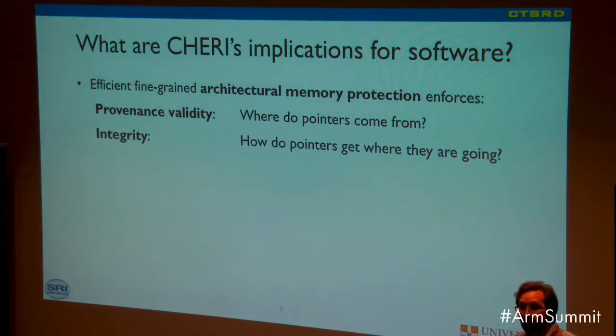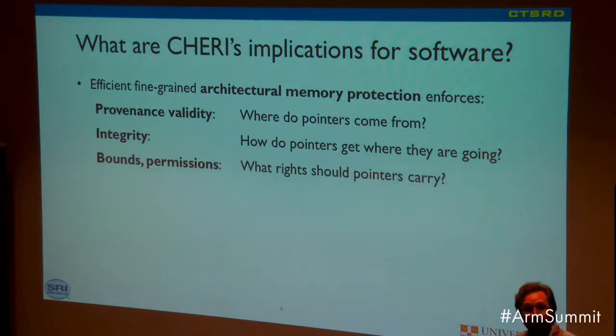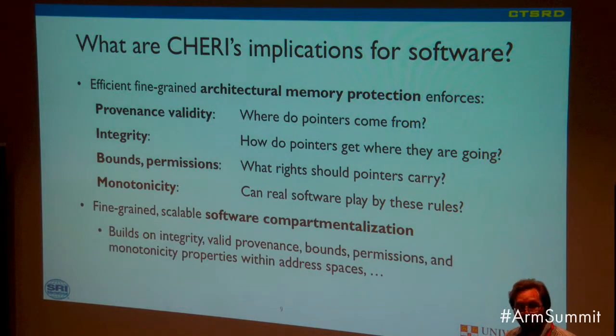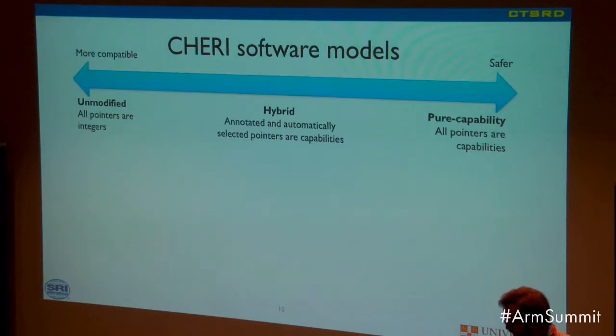If we're going to enforce integrity on pointers, we have to know that transformations of pointers in our software runtime environment don't mess with the integrity. They don't do things that would violate the architectural rules. If we have bounds and permissions, something needs to originate those bounds and permissions. And if we're going to enforce monotonicity, we want to know that software actually uses pointers in that kind of way. We can also implement software compartmentalization, which uses these same underlying primitives, but as I mentioned, that's another talk.